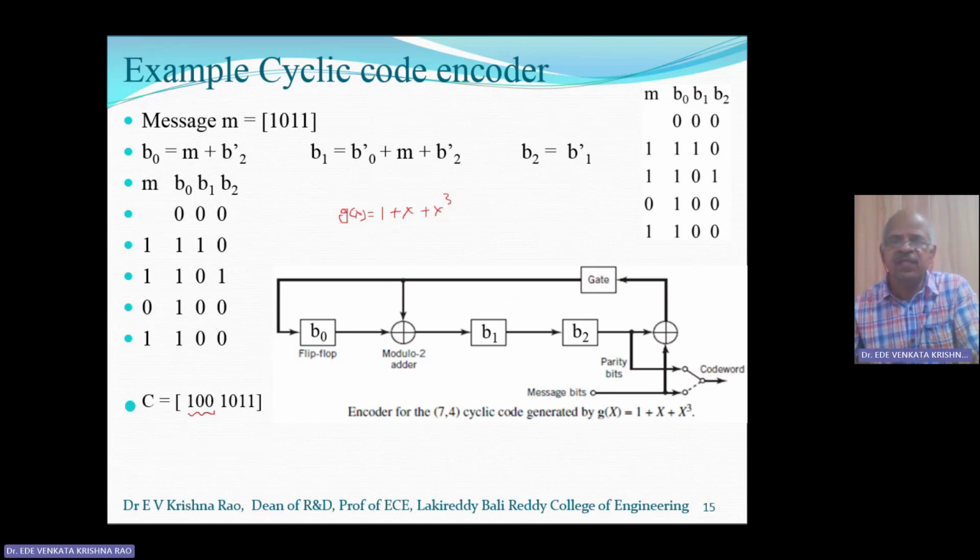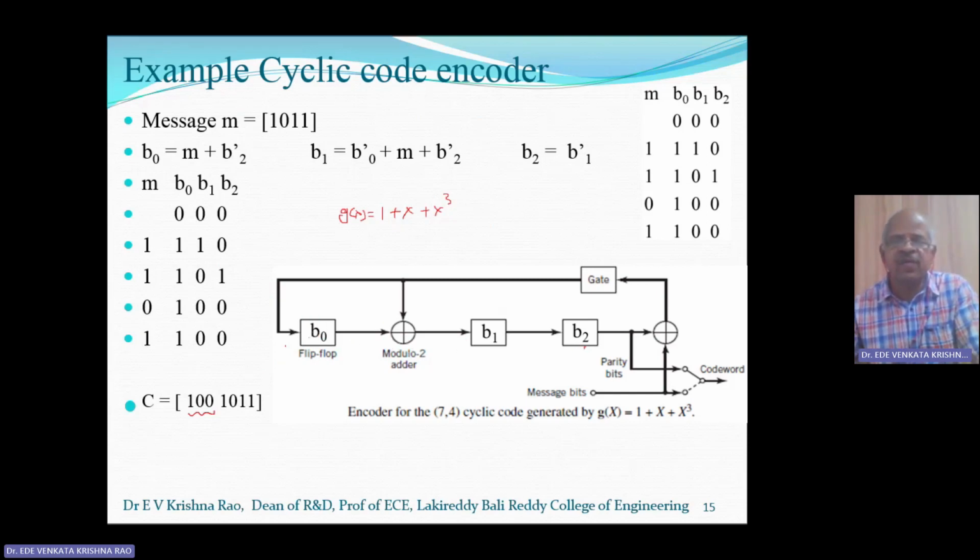Now, the message bits are given to the modulo-2 adder here, and B2 is also added here, and this gate is closed. So B0 becomes B2 of this flip-flop plus the message bit added here. So now we are generating B0, that is the present state.